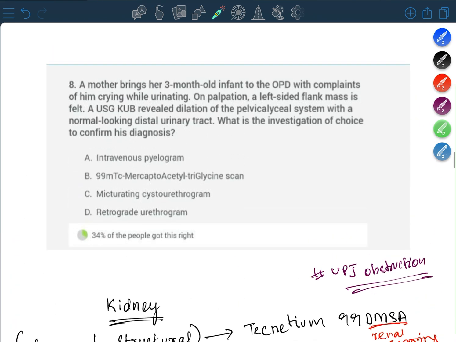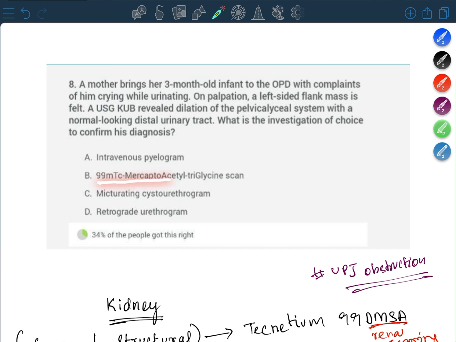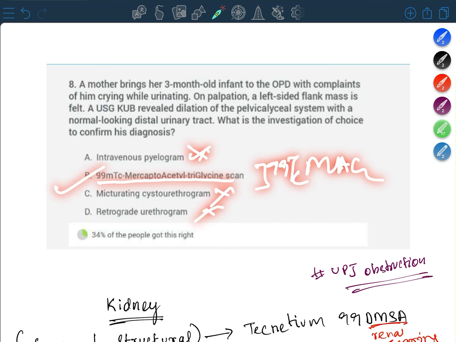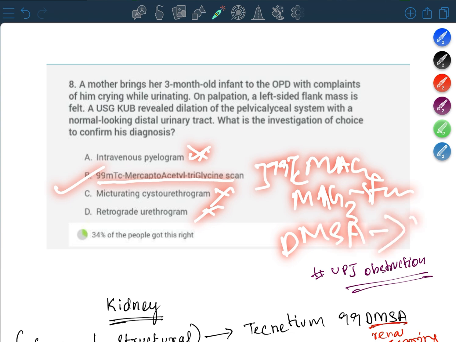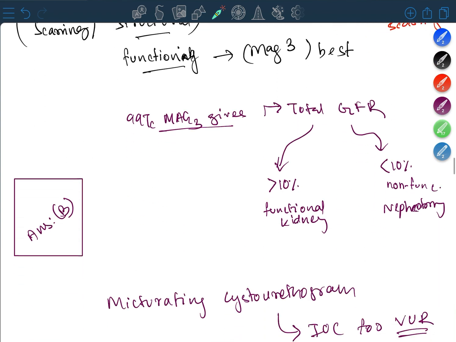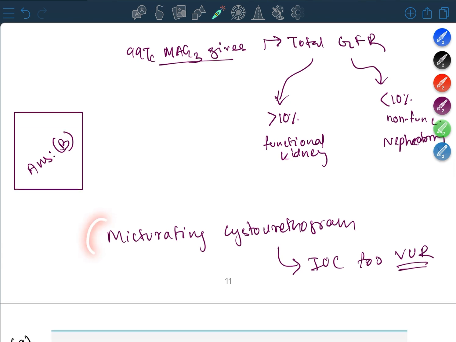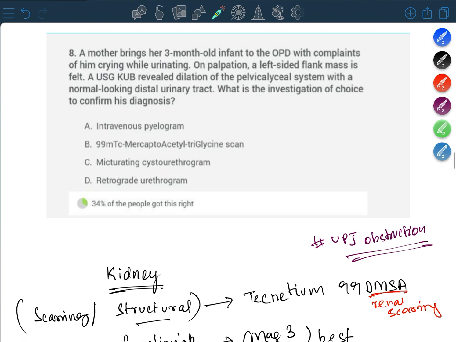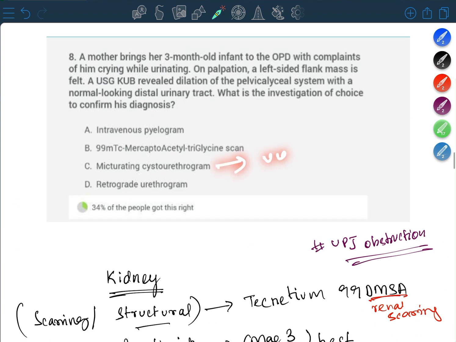So what will the answer be here? The answer will be 99 Tech MAG3. These others are not done. Very important. MAG3 is for functional, and DMSA is for structure. Okay. And micturating cystourethrogram, this is for vesicoureteric reflux. This is done in VUR. We read it above. Micturating cystourethrogram.